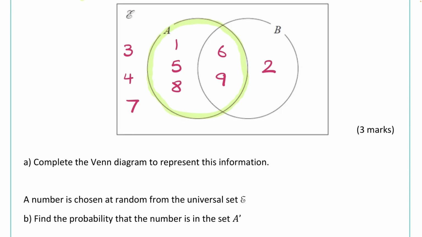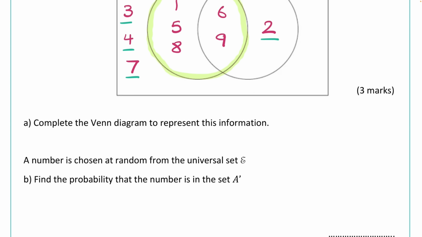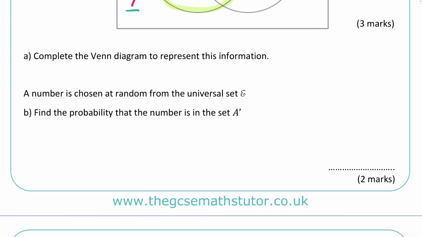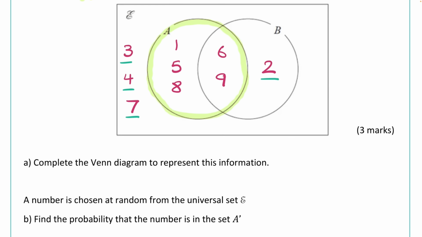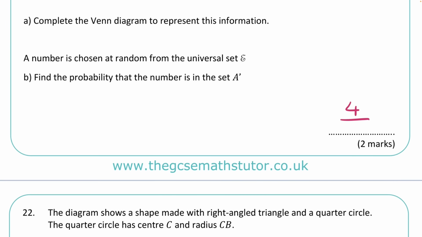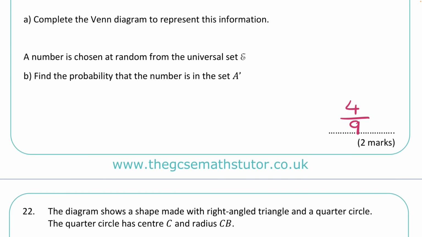So the numbers that are not in A, if we underline them, we have a 2, we have the 3, the 4 and the 7. In total, there are 4 numbers that are not in A. So if I was going to write a probability, I'd have 4. I just need to know what that's out of. In total, we had 9 numbers. So it's 4 out of 9.